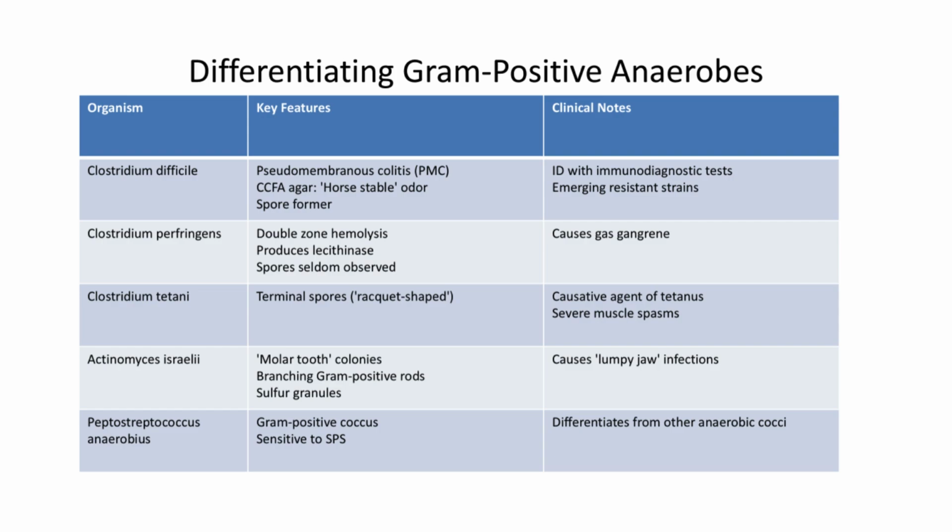Actinomyces israelii is another gram-positive anaerobe. It produces characteristic molar tooth colonies. Microscopically, it appears as branching gram-positive rods and is linked to lumpy jaw infections. Another hallmark feature is the presence of sulfur granules in draining lesions. Finally, Peptostreptococcus anaerobius, an anaerobic gram-positive coccus, is notable for being sensitive to SPS, or sodium polyanethol sulfonate. This helps differentiate it from other anaerobic cocci.